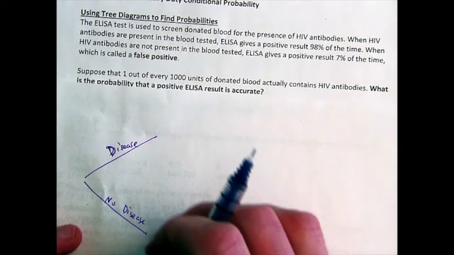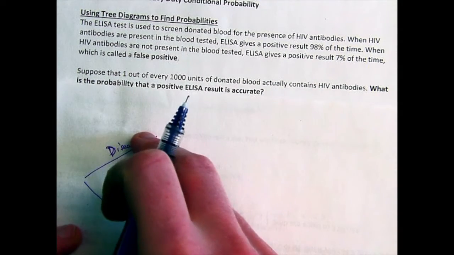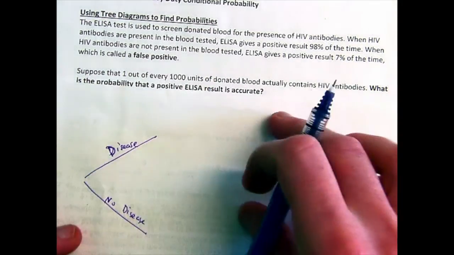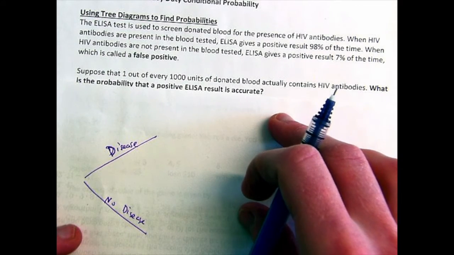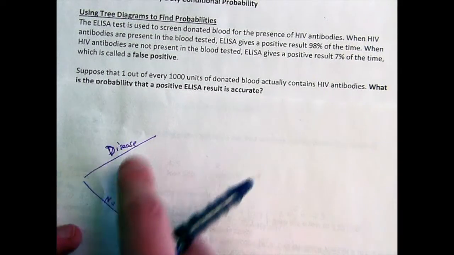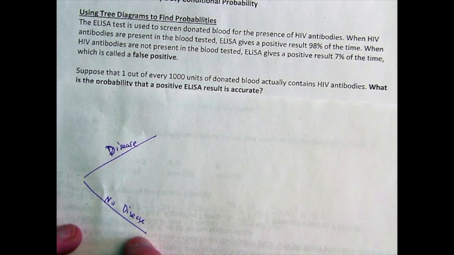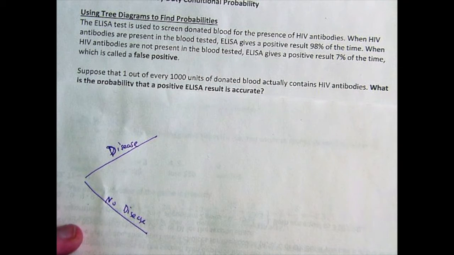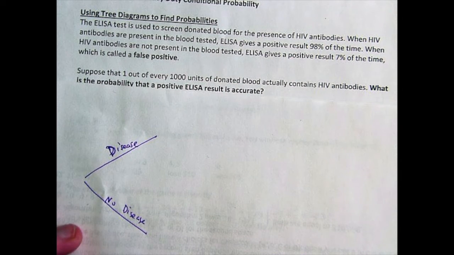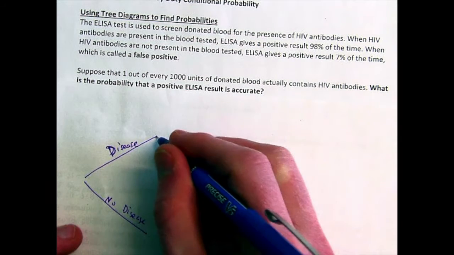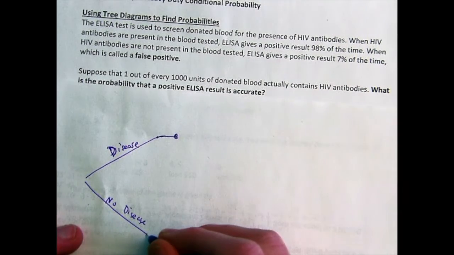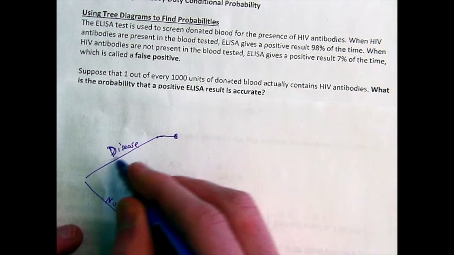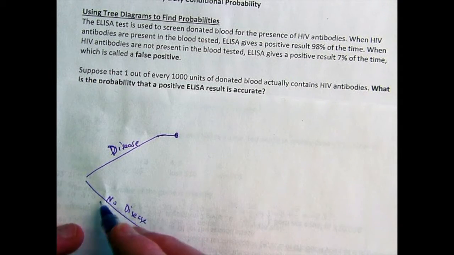Because it is the presence or non-presence of the disease which is affecting the positive or negative test result, your disease and non-disease should correspond to the first split. In other words, the first split in your tree diagram should correspond to the event which is causing or influencing the other event. So cause and then effect. For short, in my notation, I'm going to represent disease as a capital D, and no disease as a capital N.